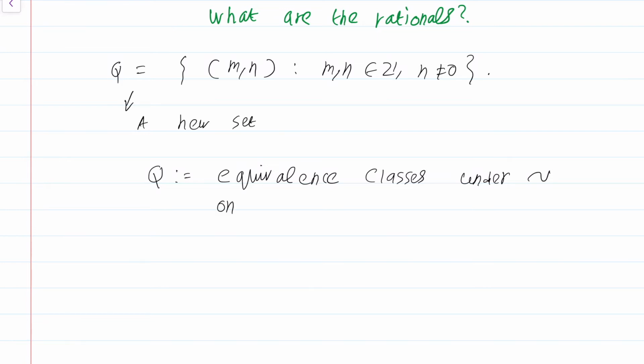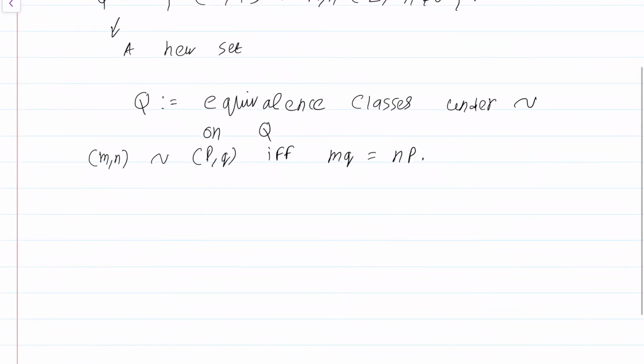tilde on Q. And what is tilde? Tilde is: (m, n) is related to (p, q) if and only if mq is equal to np. Okay, so I have put an equivalence relation on Q from tilde. We saw this equivalence relation in the last module. Now I consider the collection of all equivalence classes and I declare a rational number to be an equivalence class.